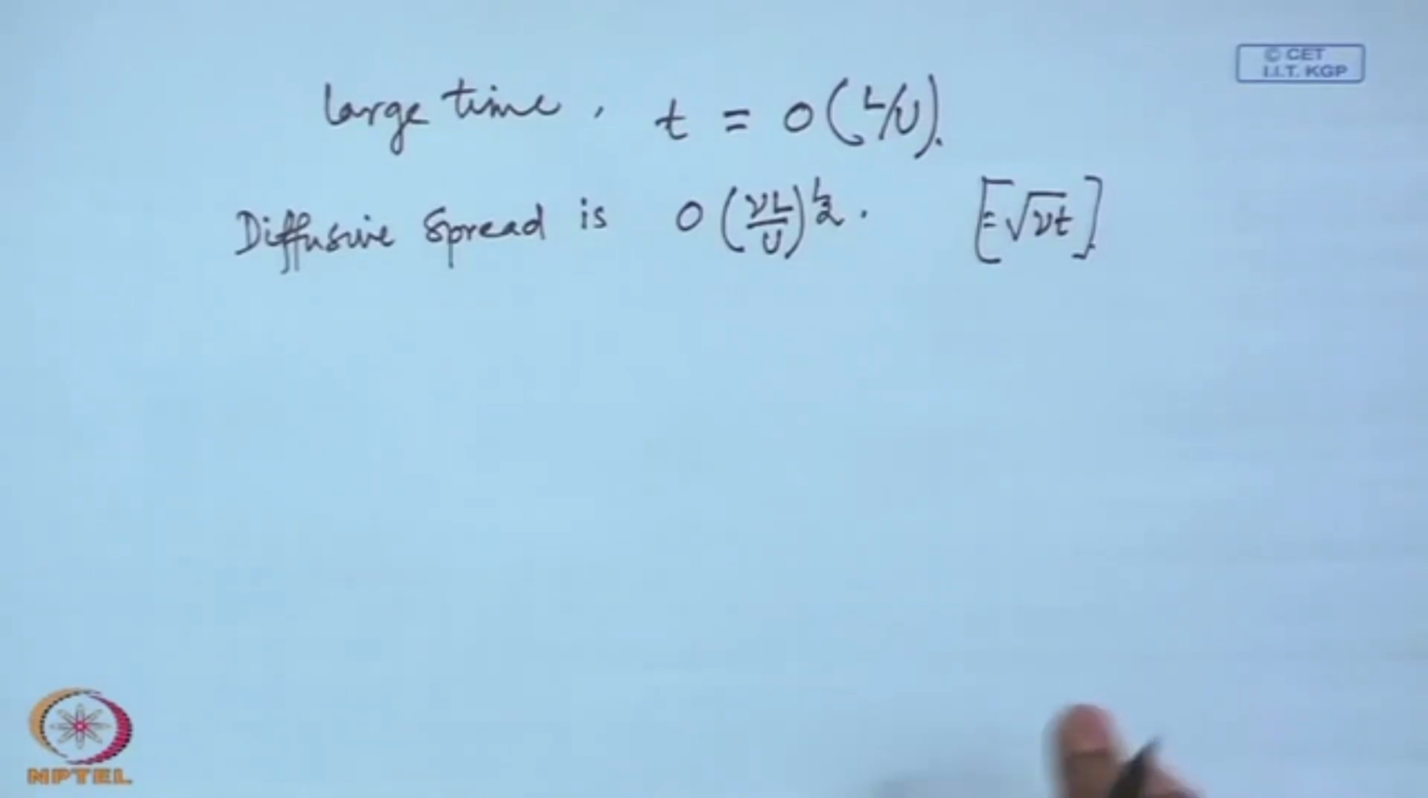Now, whether this spreading is very small or of the order of the body length itself. When will this spreading be of the order of the body length? The characteristic size of the body is L. If we try to look for the condition at which the spreading is also of the order of L, we can say that the spreading will be of the order of L.